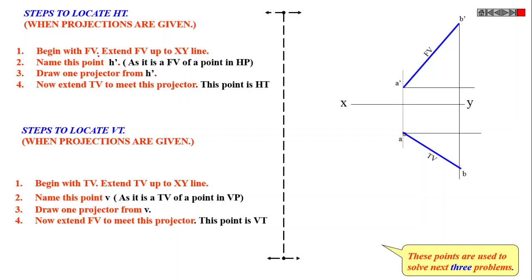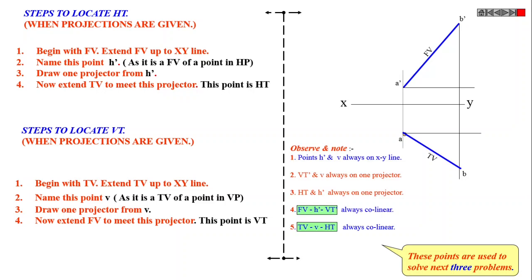Begin with front view, extend front view up to the XY line. Then name that intersecting point as H dash. Now extend the top view up to the XY line, and we can find out the intersecting point and name it as V.